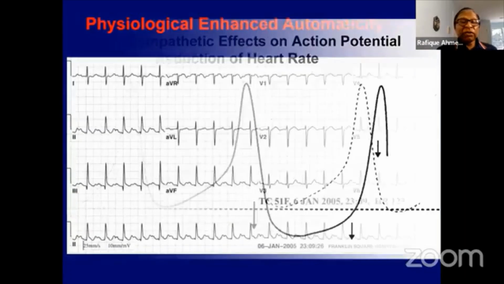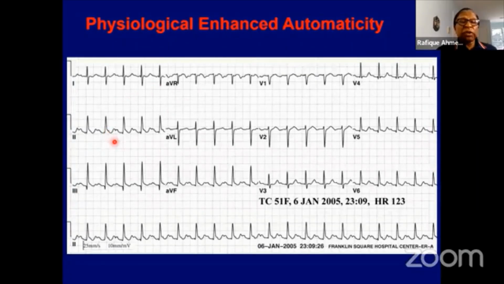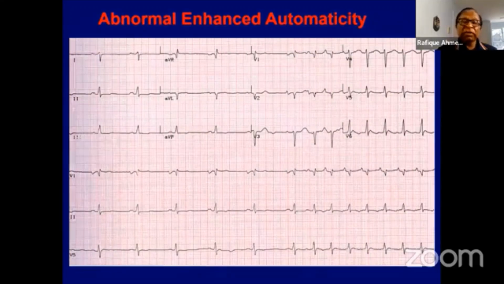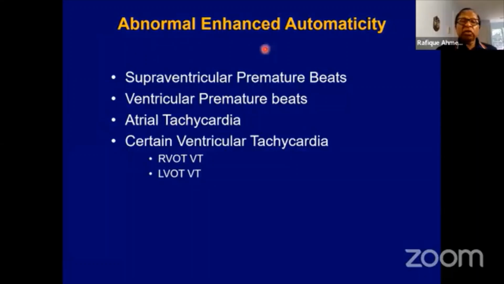But there can be pathological effects. This is an example of physiological enhanced automaticity, a patient with sinus tachycardia with a heart rate of 123 beats per minute. Now, what happened to this one? What kind of mechanism is this? We can have an abnormal enhanced automaticity. Supraventricular premature beats and ventricular premature beats can happen because of enhanced automaticity, as can a lot of atrial tachycardias and certain ventricular tachycardias, like RV outflow tract VT and LV outflow tract VT, which can be from an automatic focus. It's important to understand because when you do ablation, we have to find the spot. If it is really an automatic tachycardia and we can pinpoint the location, we can map it and ablate it.